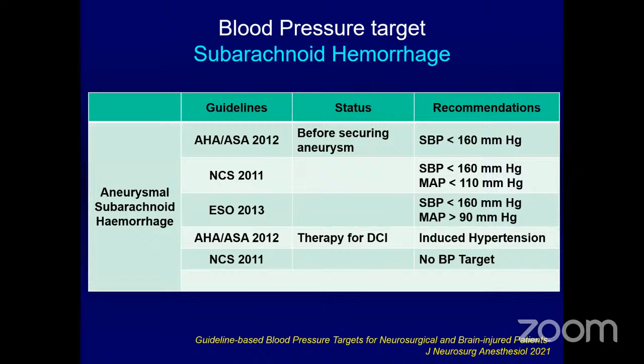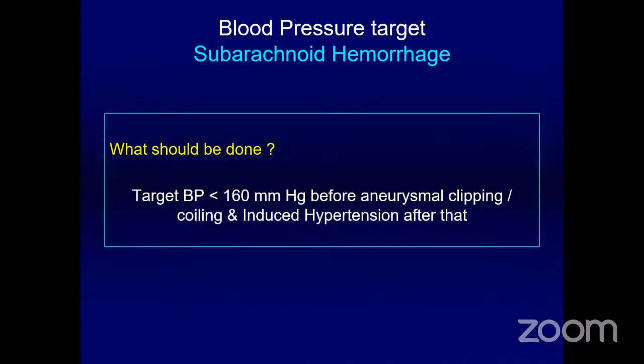You have the neuro societies, you have the European Society, you have the AHA and the ASA come into play. You can see the different years as to how the guidelines have changed. But whatever, if you are securing an aneurysm, before that the systolic pressure should be less than 160, and the mean arterial pressure should be less than 110. And subsequently, once you have done the procedure, for preventing delayed cerebral ischemia, induced hypertension is to be maintained where the mean arterial pressure is to be kept at more than 90. And some guidelines did not give any target also, but the others did tell us what pressure target should be maintained.